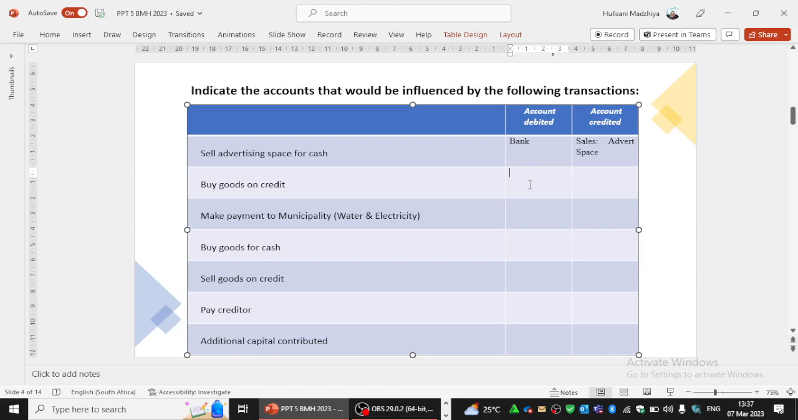You said the account debited would be capital, and the account credited, I think it would be bank. And the reason behind? Because it can't be the bank. Okay, I'm not sure, sir. Okay, let's see who can come in to assist.